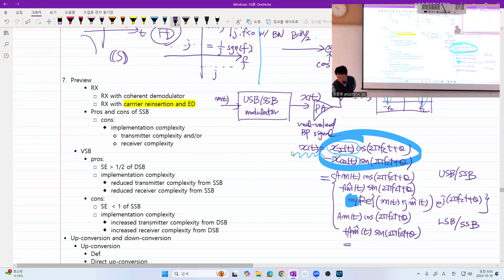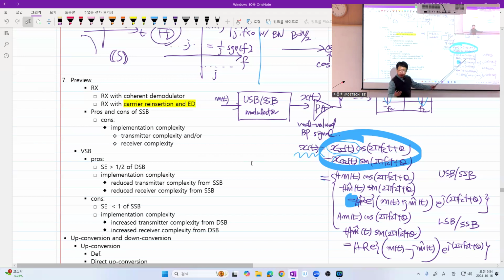What about this one? Of course, the real part of m of t minus j m hat of t, times e to the j 2 pi f_c t plus theta. Got it? You may say that you are not deriving. Yes, I derived it last time, so I'm giving you a different point of view. And this representation, not this one, was presented last time, right? This one gives us how to implement the upper sideband SSB transmitter.